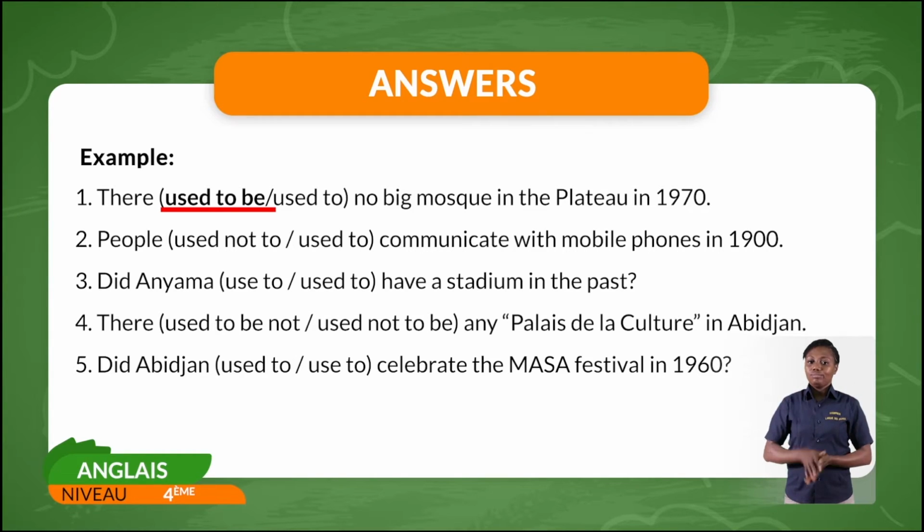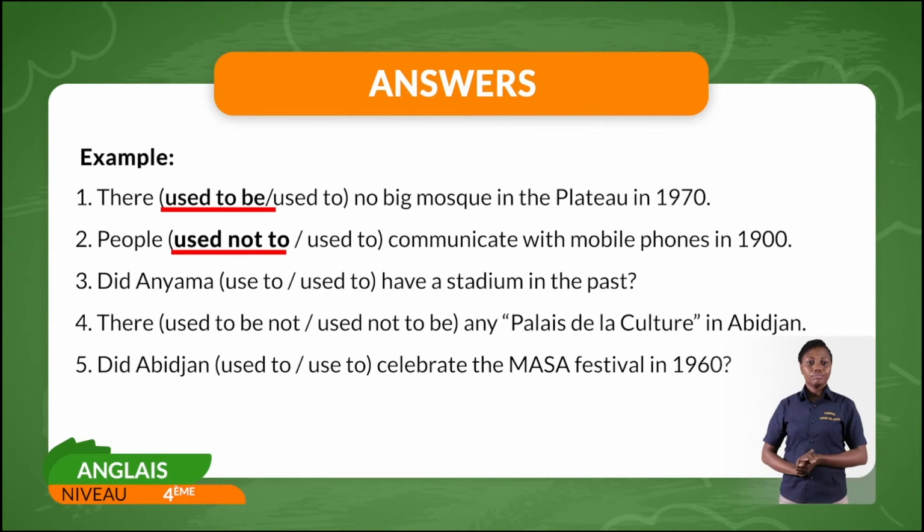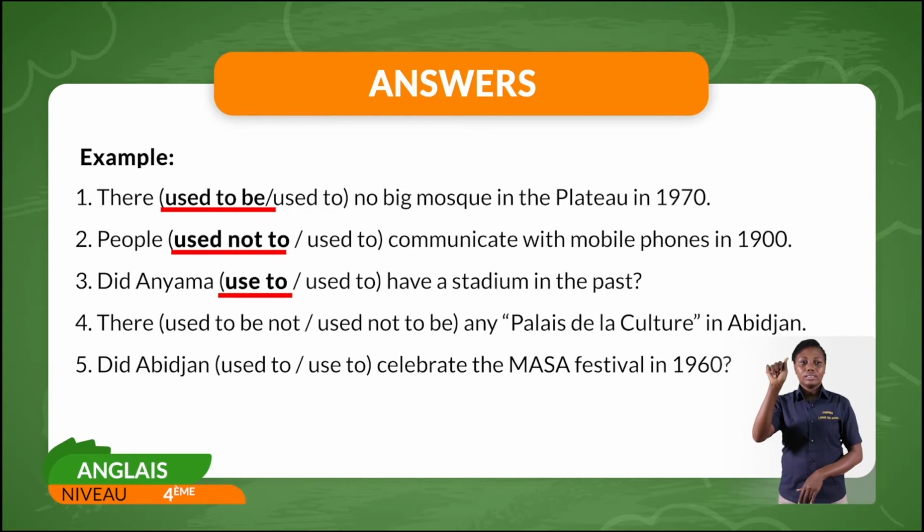Okay, now let's look at the correction of activity 2. So I told you number 1 is the example. Number 2, people used not to communicate with mobile phones in 1900. Here we choose the negative form because surely in 1900 there was no mobile phone. Number 3, did Yamoussoukro used to have a stadium in the past? The correct option is the first one, use to, without the D, because we have did at the beginning.